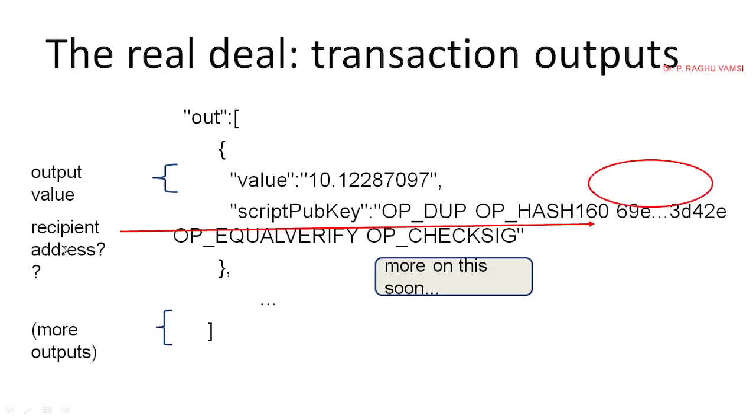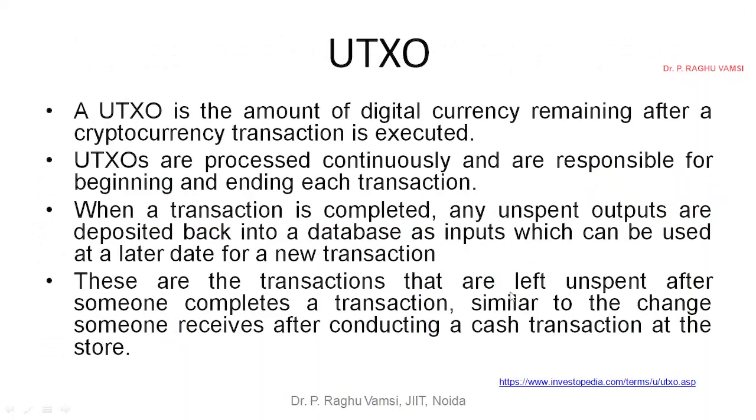So this is the recipient address, and we'll see this one in the later lectures. The UTXO is the unspent transaction output. UTXO is the amount of digital currency remaining after the cryptocurrency transaction is executed. So Alice has 25 in her account. Whenever she sends 18 to Bob, whatever is remaining, 7, is the remaining. So 18 to Bob, 7 to the same address, that will be split. Here 18 is an unspent amount for Bob, and 7 is the unspent amount for Alice.